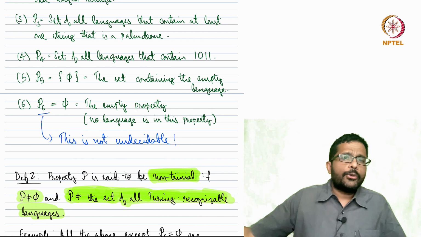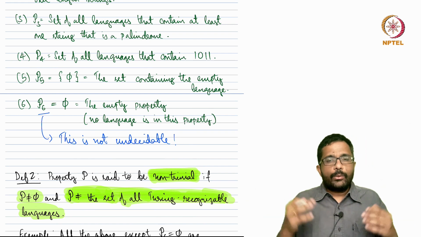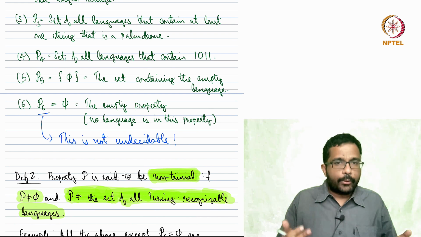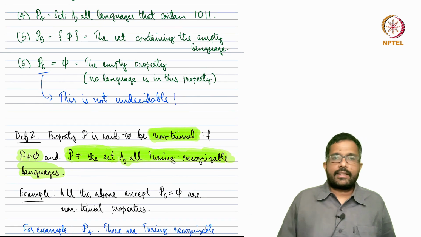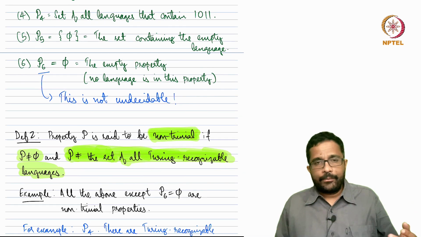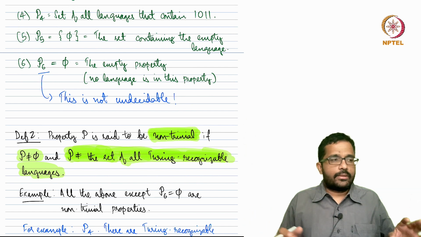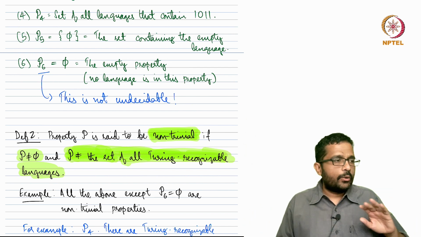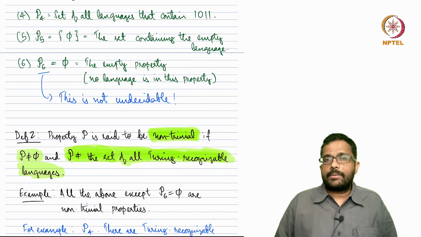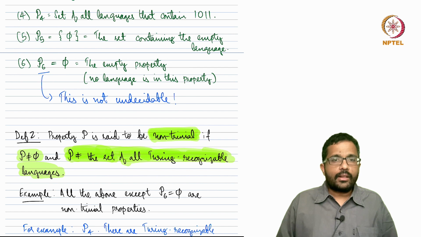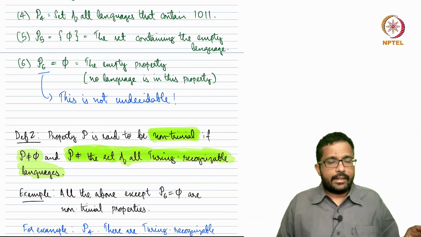The second is the set of all Turing recognizable languages. Given any Turing machine, the language that it recognizes will be part of the set of all Turing recognizable languages. So that's also trivial. So between these two extremes, one being the empty property where no language satisfies this, and two being the set of all Turing recognizable languages satisfying this, between these two extremes, any other property, right? So there are two things.